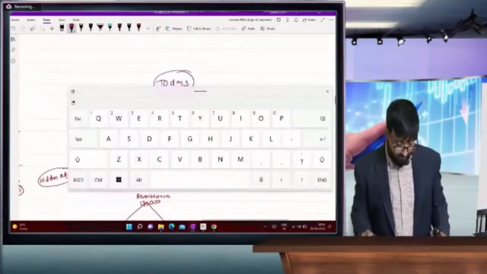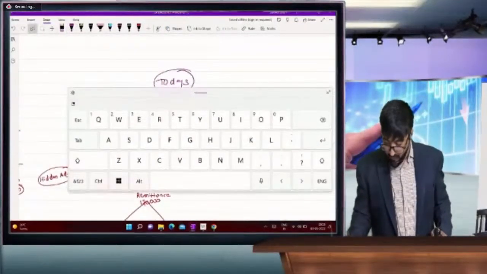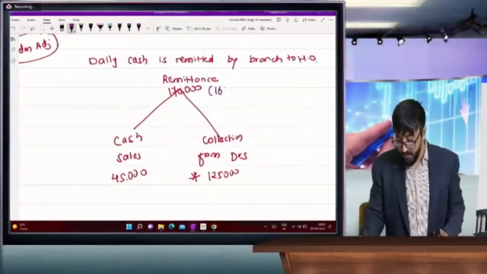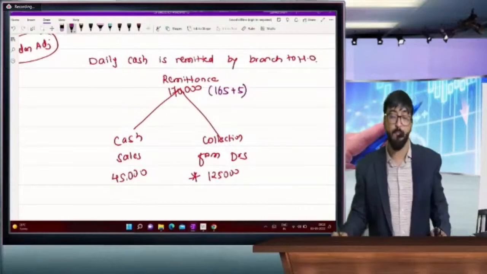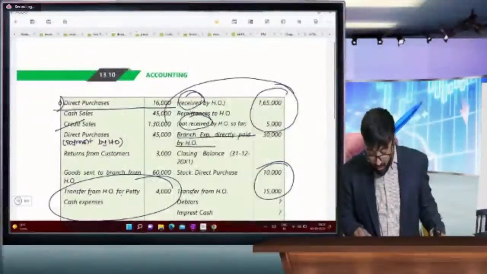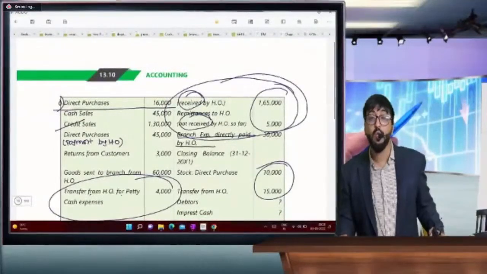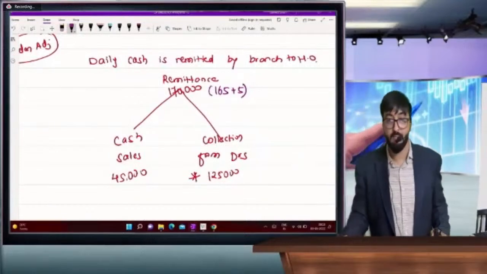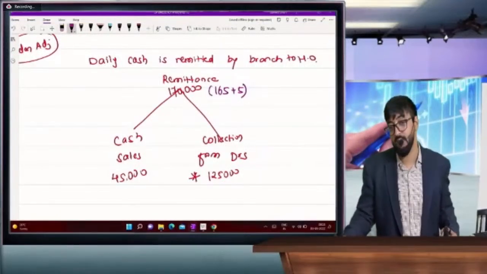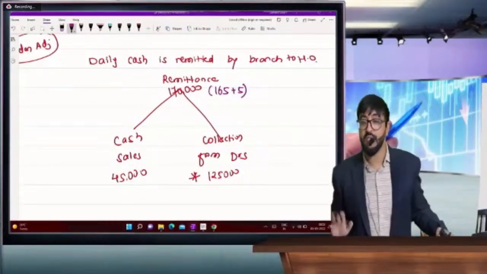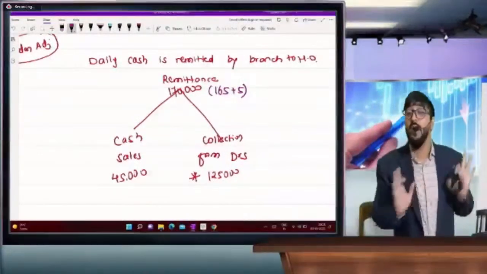See beta, total remittance is 165 plus 5. Total remittance 1,70,000. We do not have any other source of remittance. We have source only of cash sales and collection from debtors. Now cash sales is given in the question. Whatever daily cash is remitted to head office.